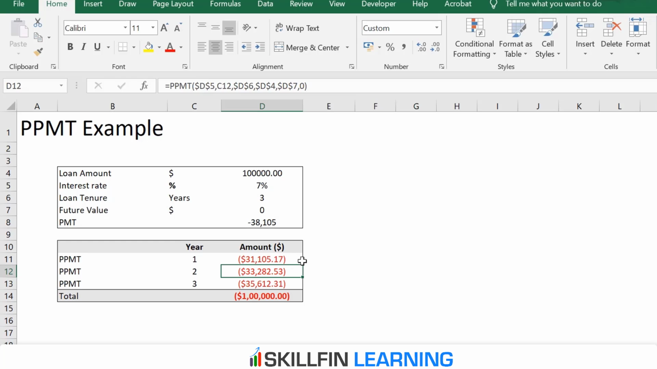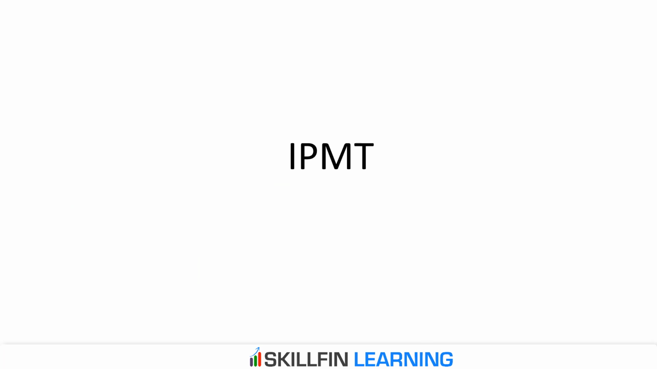So principal repayment increases periodically. So in this example, it increases from $31,105 to $33,282 in year 2 and $35,612 in year 3. If we sum up all three, we get total of $100,000, which is the total of the loan amount.